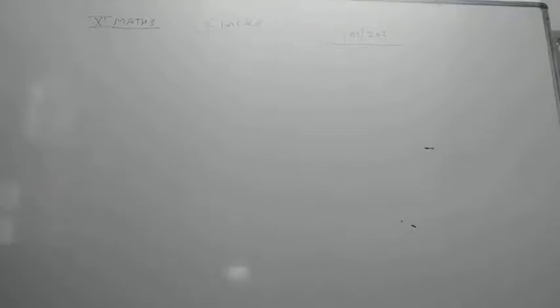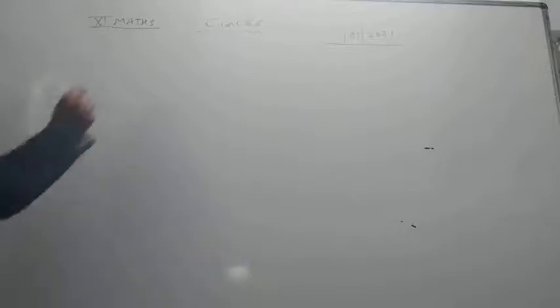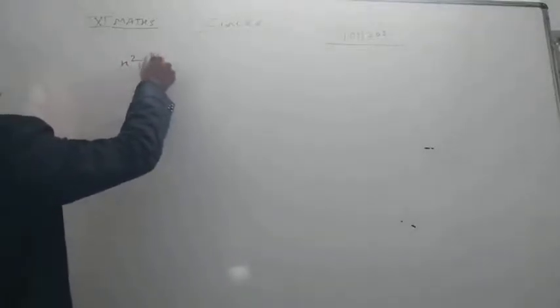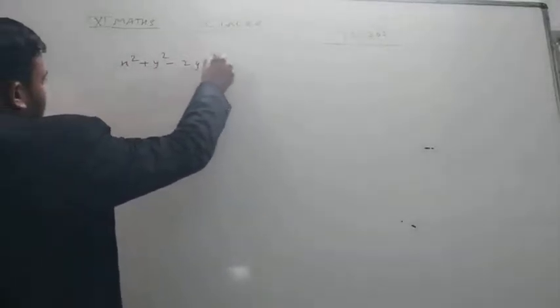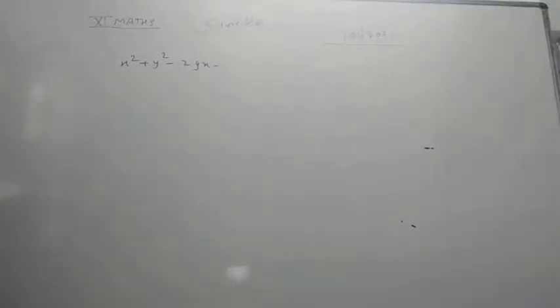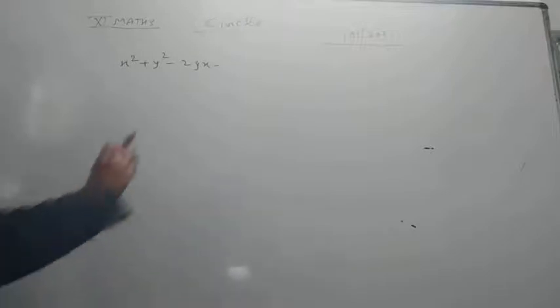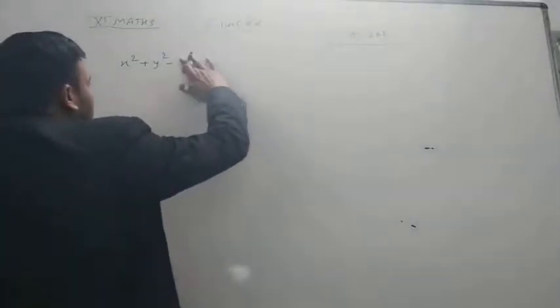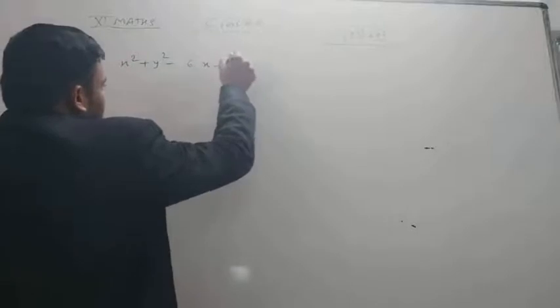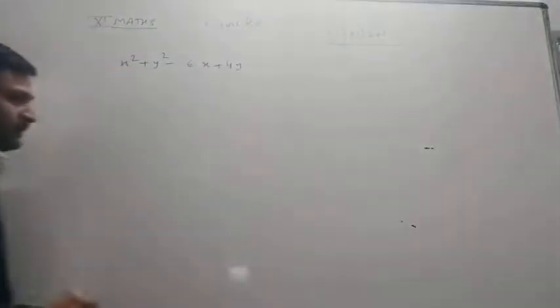Now student, we take some questions and solve them. Okay, so the first question is x square plus y square minus 6x plus 4y minus 12 is equal to 0.